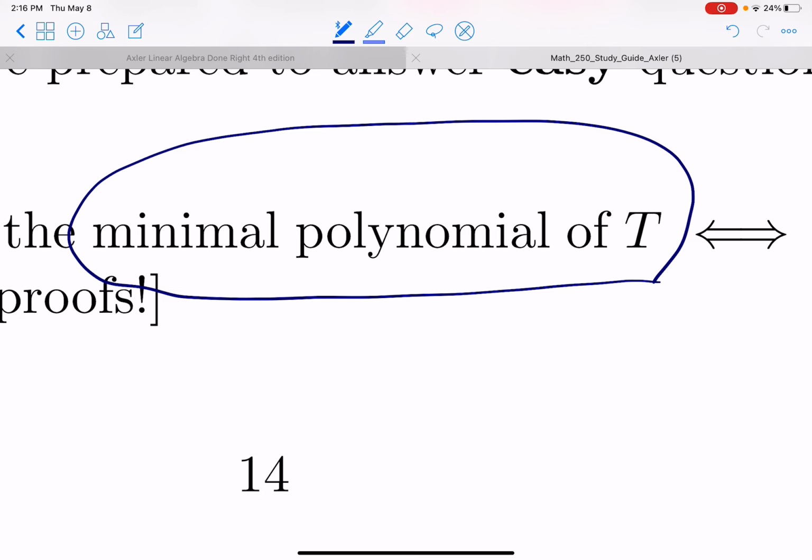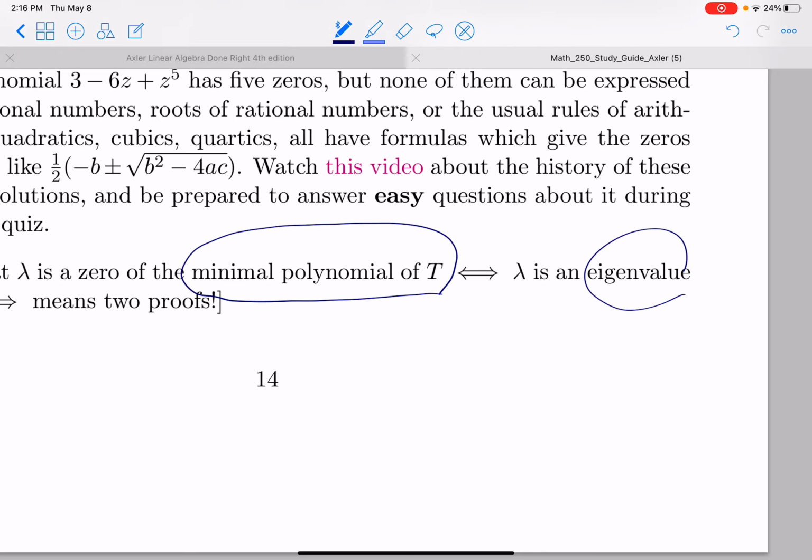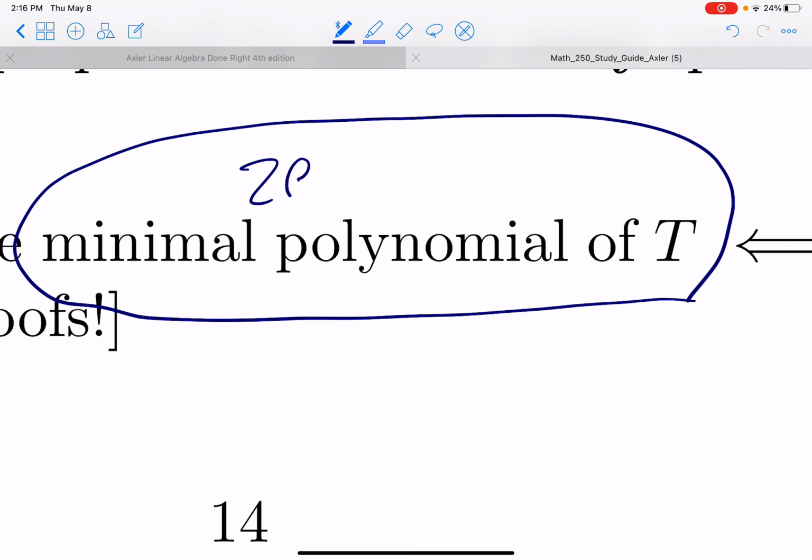They'll tell us the stability of equilibria in differential equations. We care about the eigenvalues of T. And guess what? The eigenvalues of T are exactly the zeros of the minimal polynomial. Exactly the zeros. So let's see that.